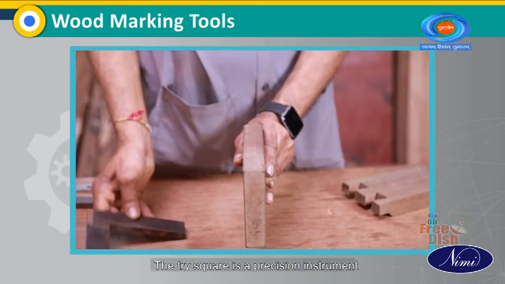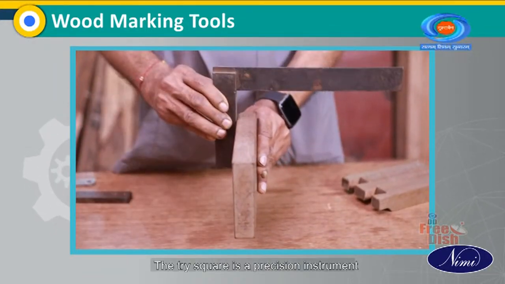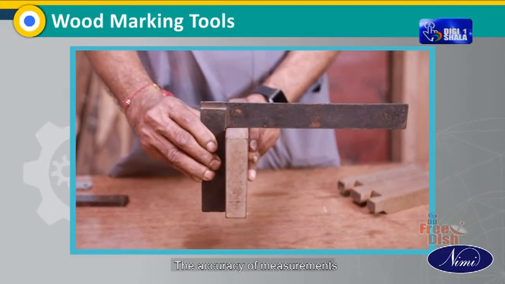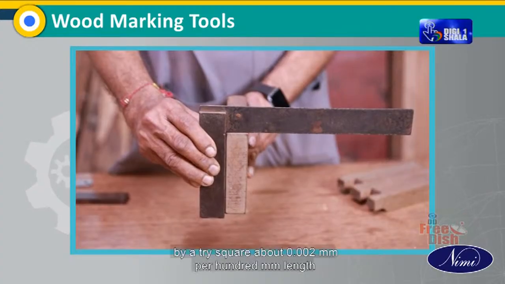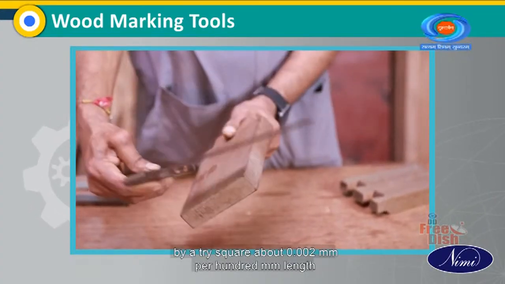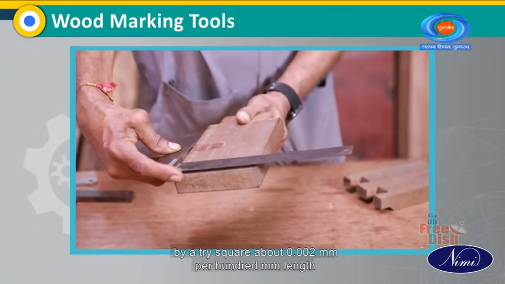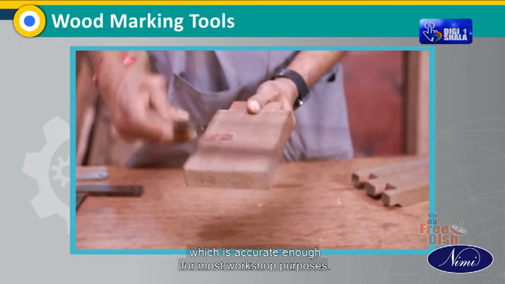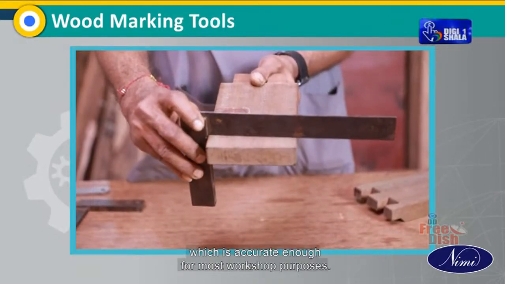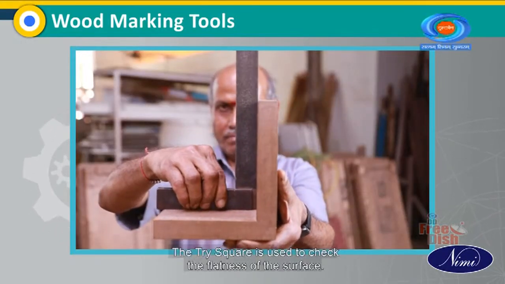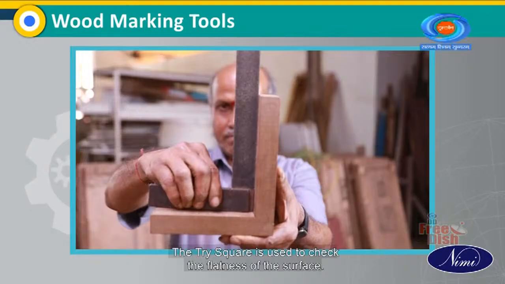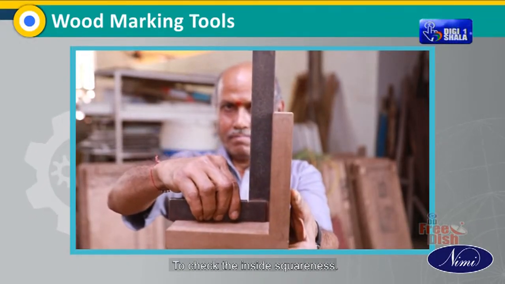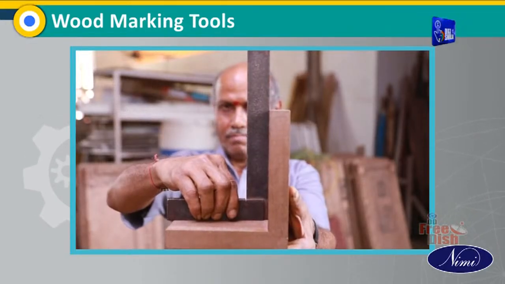Tri-square. The tri-square is a precision instrument which is used to check squareness of a surface. The accuracy of measurements by a tri-square is about 0.002 mm per 100 mm length, which is accurate enough for most workshop purposes. Uses. The tri-square is used to check the flatness of the surface, to check the squareness of an edge, and to check the inside squareness.